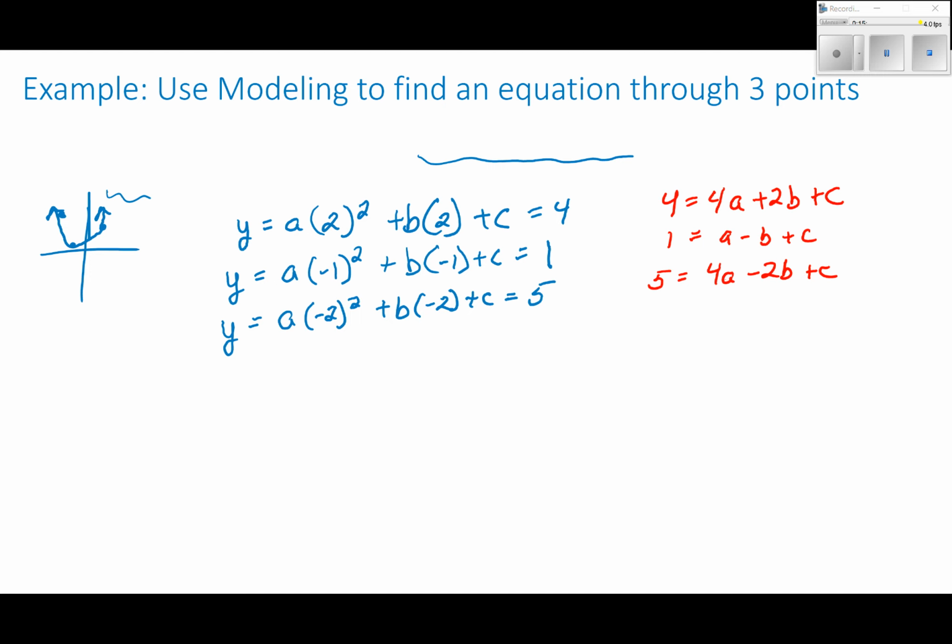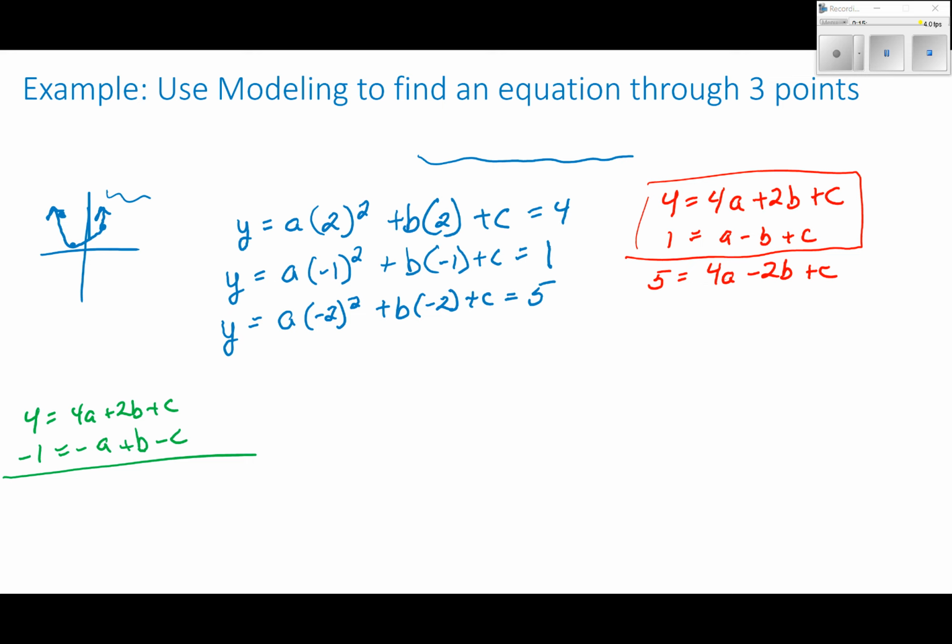All right, so if I wanted to solve these, let's just look at these first two and do some elimination. Well, I know if I multiply by -1, that's going to eliminate my c's. So let's go ahead and do that. So first equation, 4 equals 4a plus 2b plus c, we're going to leave as is. But the second equation, let's multiply by -1, so we get a negative c. So this would be -1 equals -a plus b minus c. We add to eliminate, our c's go away. All I end up with is 3 equals 3a plus 3b.